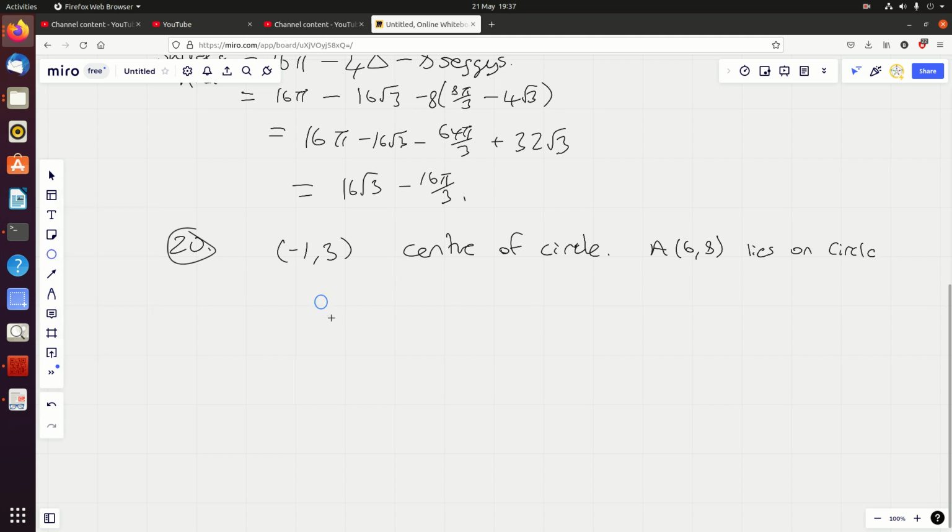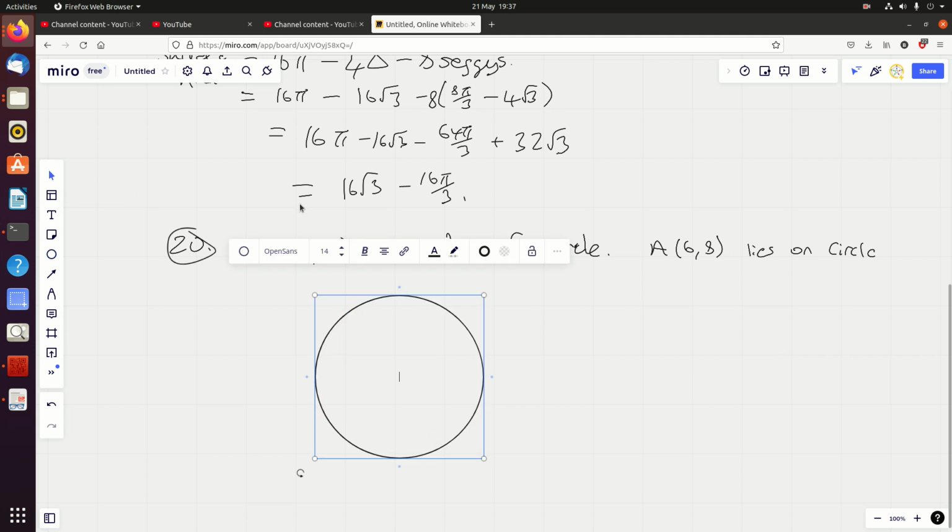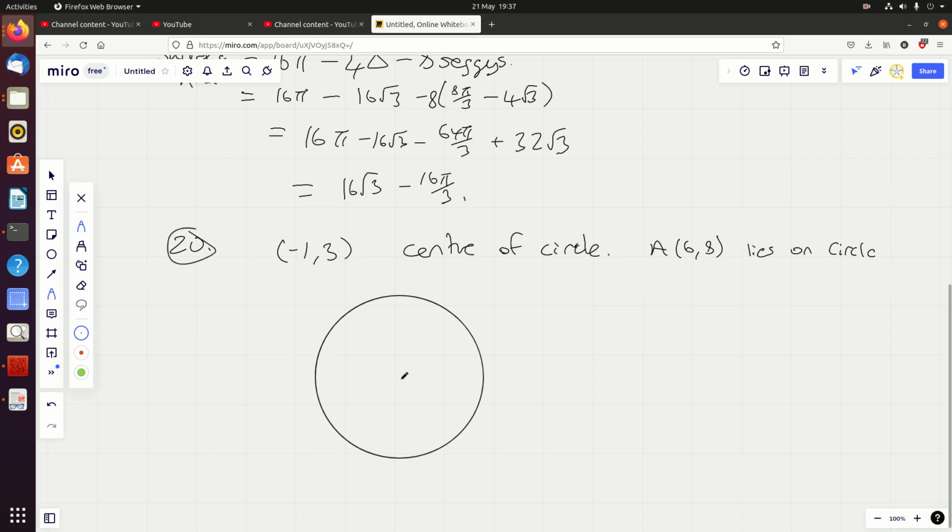It's so important drawing pictures in maths. It really is. I'm not a fantastic artist by any means. If you've seen some of my early artwork, you would definitely agree. But draw a little picture of these things and get things loosely in the right place. So 6, 8 will be to the right and higher than minus 1, 3.